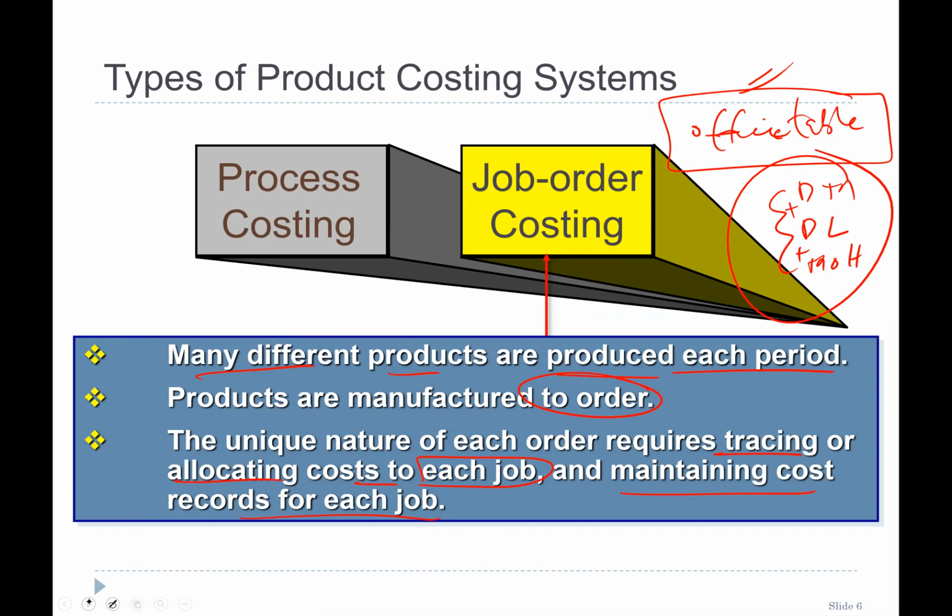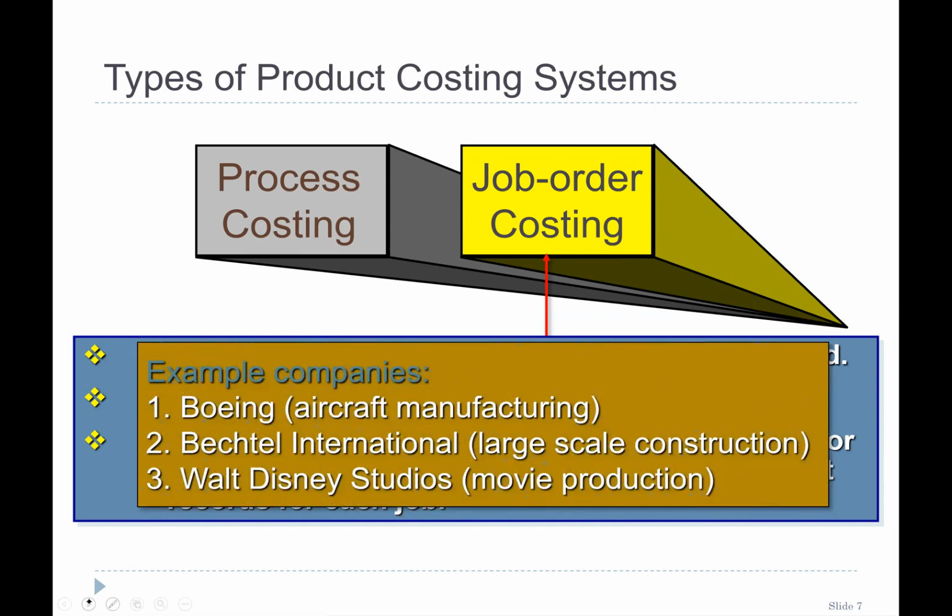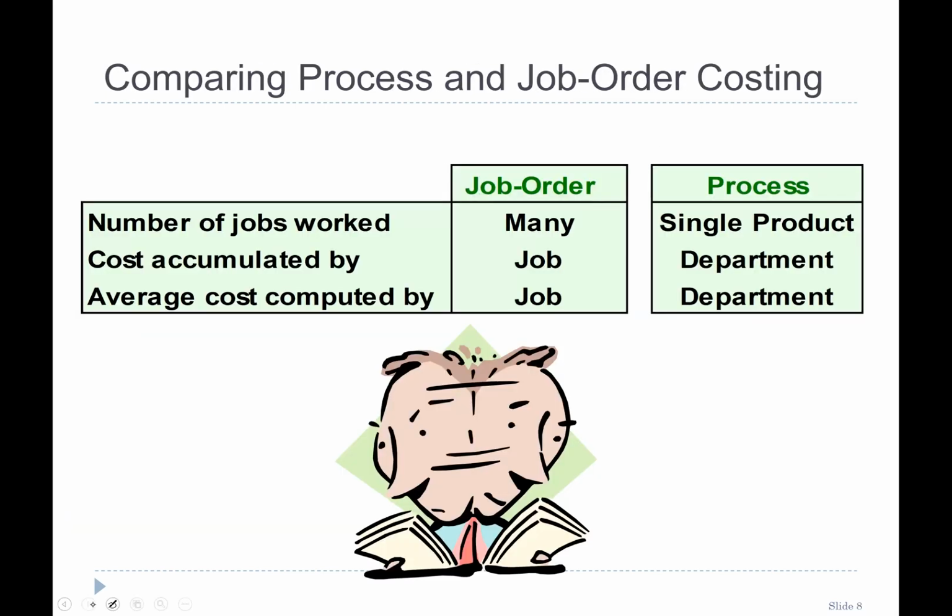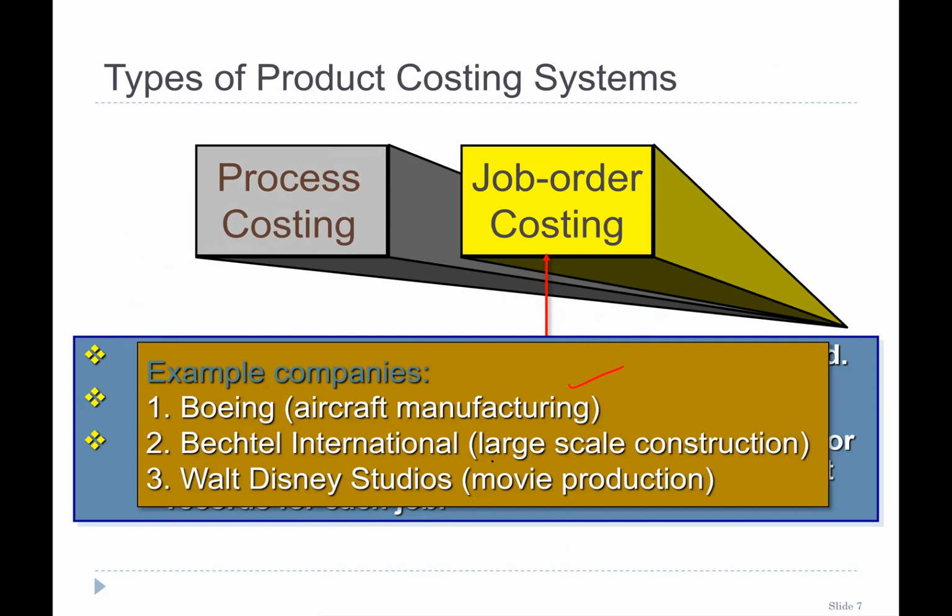Examples of job order costing include Boeing aircraft manufacturing. They are making 707, the big ones, small ones like the Fokker, the private jet as well. Then we have Bechtel International. They do large scale construction. See, every building is a different one. They are also building bridges. They are building 2-story, 3-story, 50 stories, right? Every construction project is a different one. So that's why we need to apply job order costing over there.